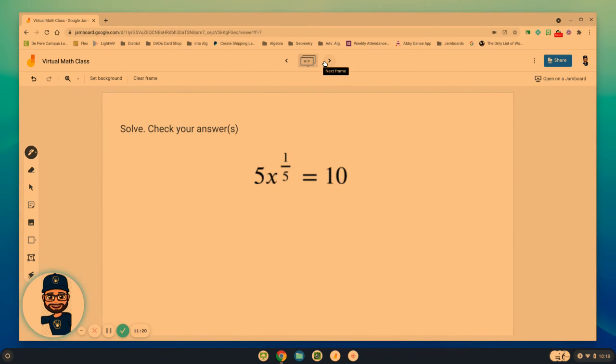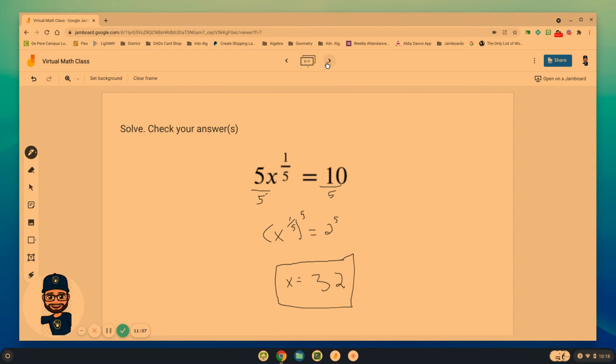Why don't you try the next one? See what you get for this one. First step is to divide by 5 so that you can isolate the x value. X to the 1/5 power equals 2. To undo raising something to the 1/5, we raise it to its reciprocal, or 5. I've got to do that to both sides. And 2 to the 5th power, 2, 4, 8, 16, 32. X would equal 32.